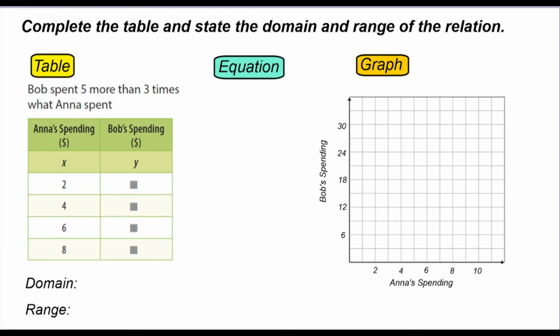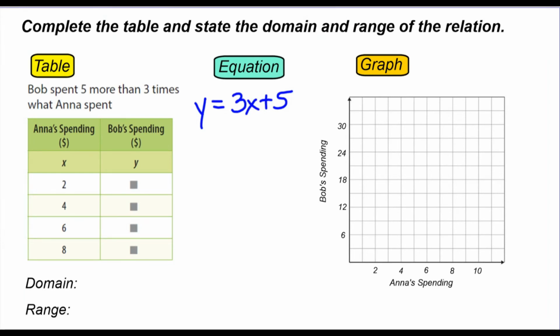So y, what Bob spent, is equal to 5 more than 3 times what Anna spent. So Anna spent x dollars, so 3 times that would be 3x, and 5 more than that would be plus 5. So here's the equation. So we took the words, turned it into an equation, y equals 3 times x plus 5, and now we can fill out our table.